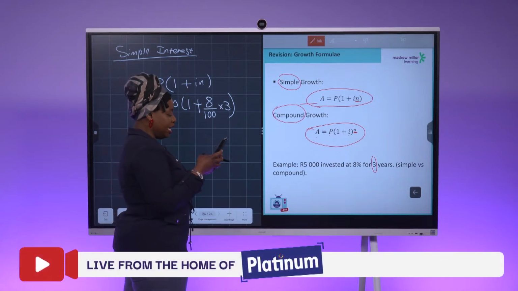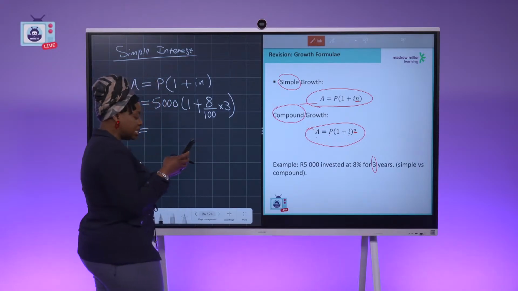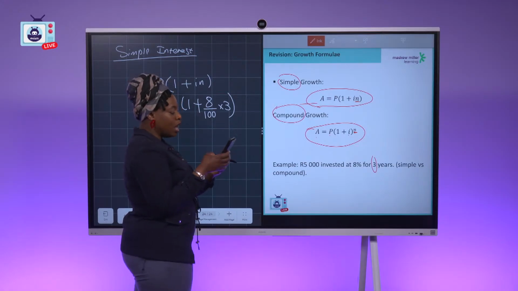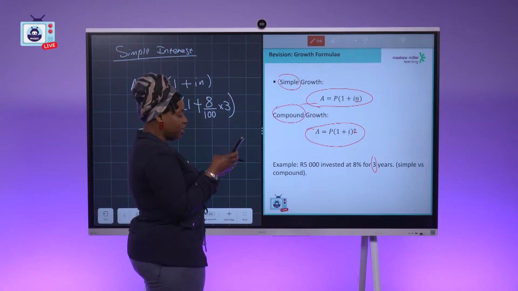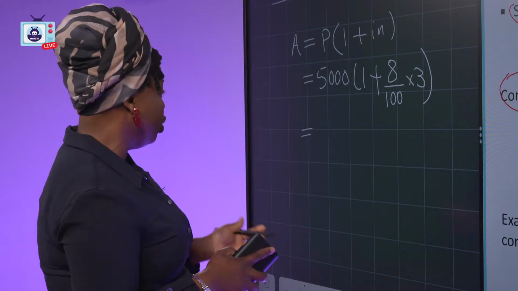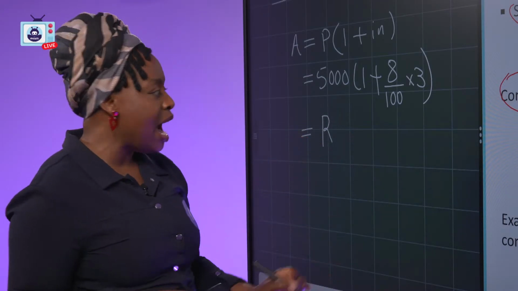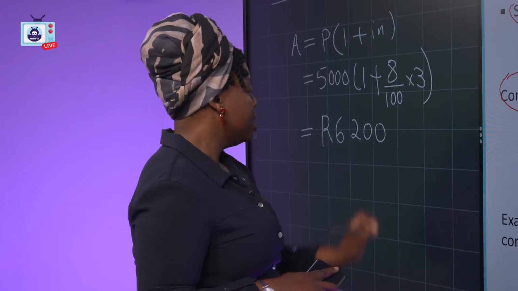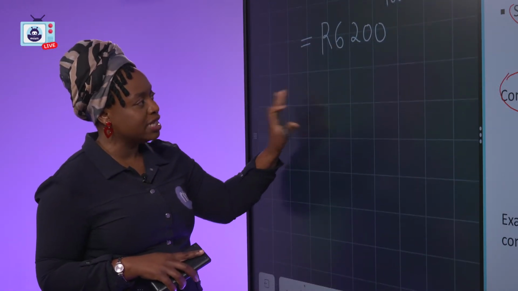So usually in finance, we are advised not to calculate things part by part, but all together at the same time, to avoid errors and misunderstanding, especially when there are commas in the solution, so that we don't go and use the commas there. Because it's money, we write it with R, and it gives us 6,200. That is the amount that we got when we use the simple interest calculations.